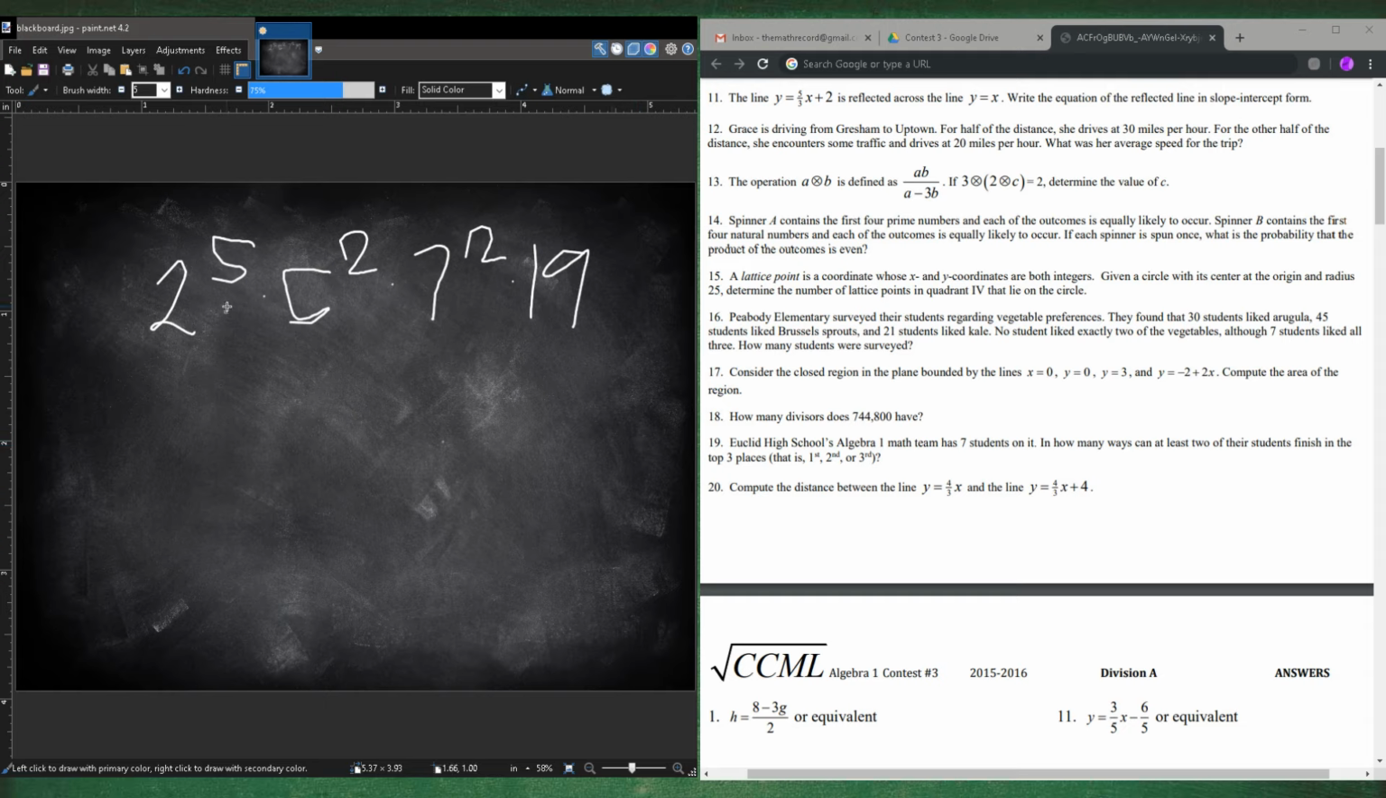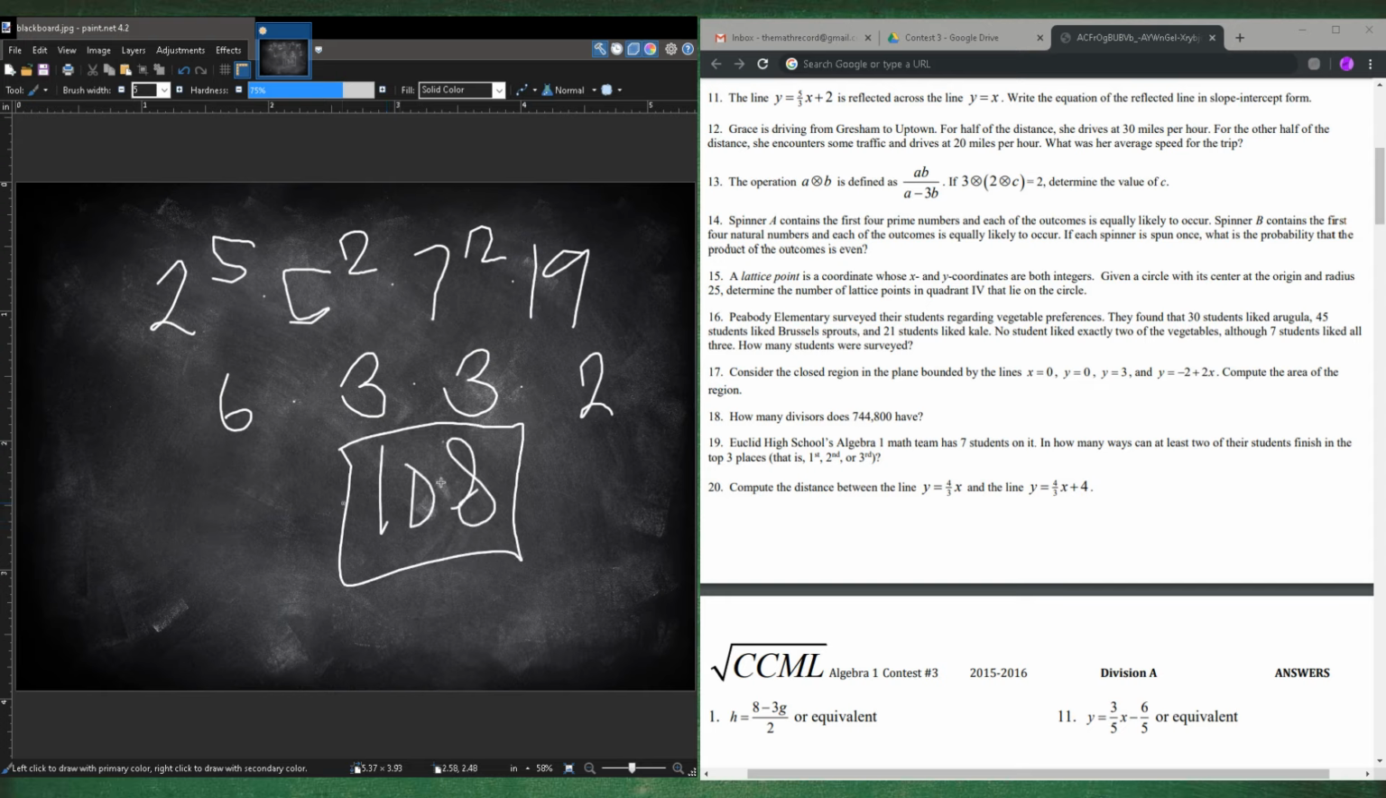And then what you do is add 1 to every single exponent, so 5 plus 1 is 6, 2 plus 1 is 3, 2 plus 1 is 3, and 1 plus 1 is 2. And then you multiply all these together. So you get 6 times 3 times 3 times 2, and you get an answer of 108. And that basically is the number of divisors.